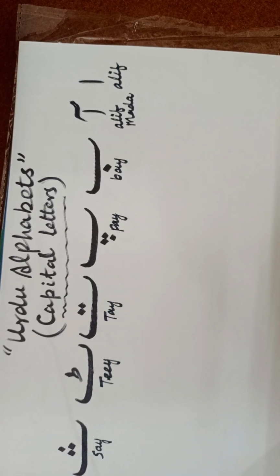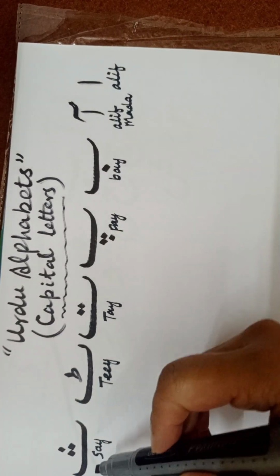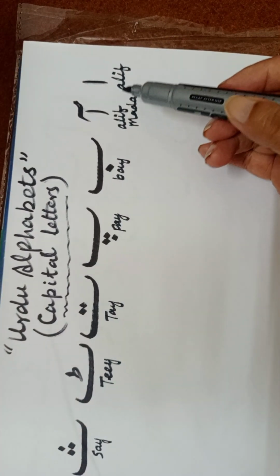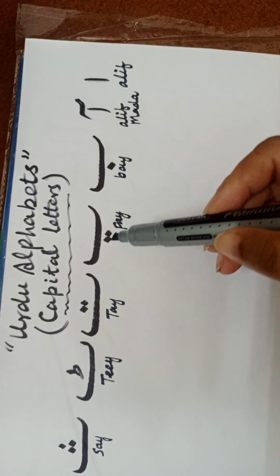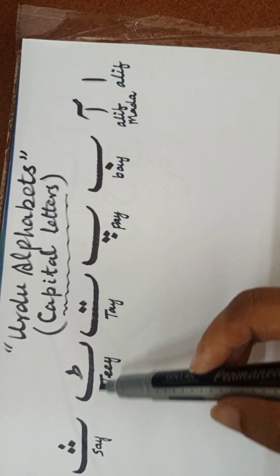Now hold your pens and pencils and notebooks. So moving to our written session. All right, we have already written alphabets from Alif to Se. I'm repeating. You also repeat with me. Alif, Alif mad A, Be, Pe, Te, Se.